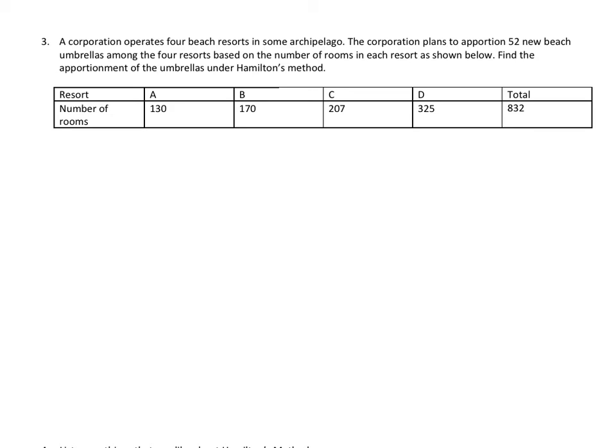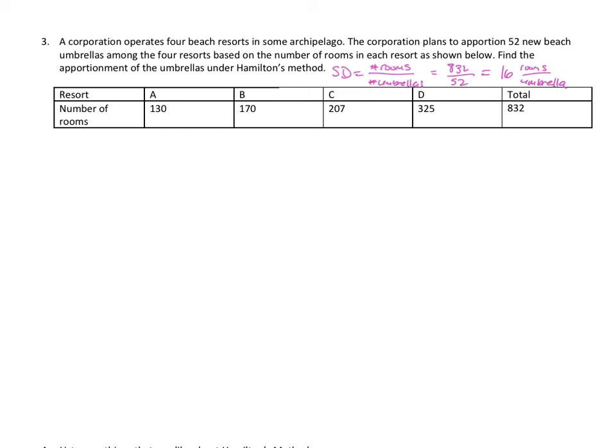So again, we always start with the standard divisor. In this case, it's going to be the total number of rooms divided by the number of umbrellas. So we have 832 divided by 52, and we get 16 rooms per umbrella. So for every 16 rooms a resort has, we give them 1 umbrella.